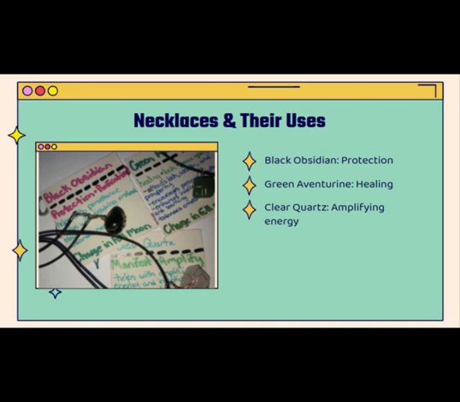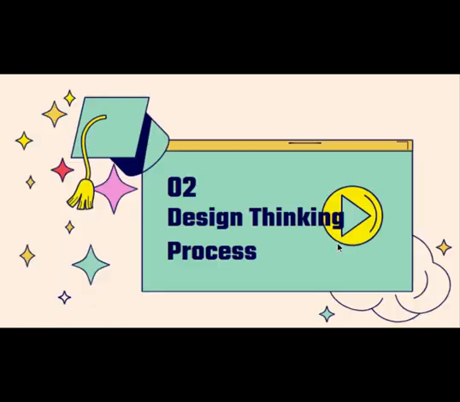Different types of crystals have different types of uses, so I made sure to inform the customers on them. For example, black obsidian stands for protection, green aventurine stands for healing, and clear quartz stands for amplifying energy. These are just a few of many crystals that I sold. I used these properties as marketing so I could encourage people to buy them based on what they needed.